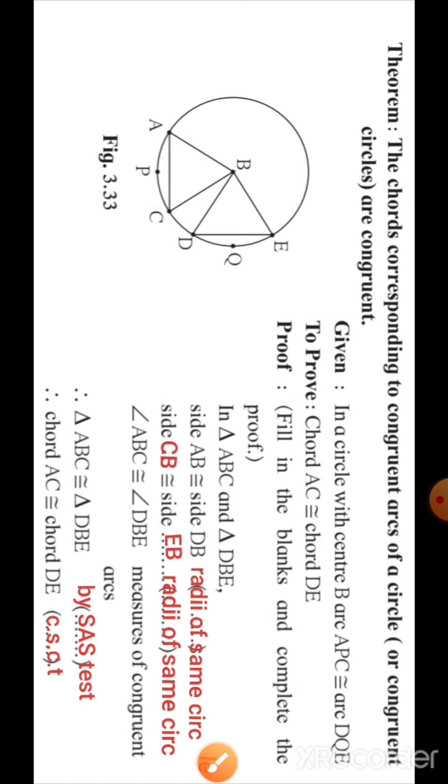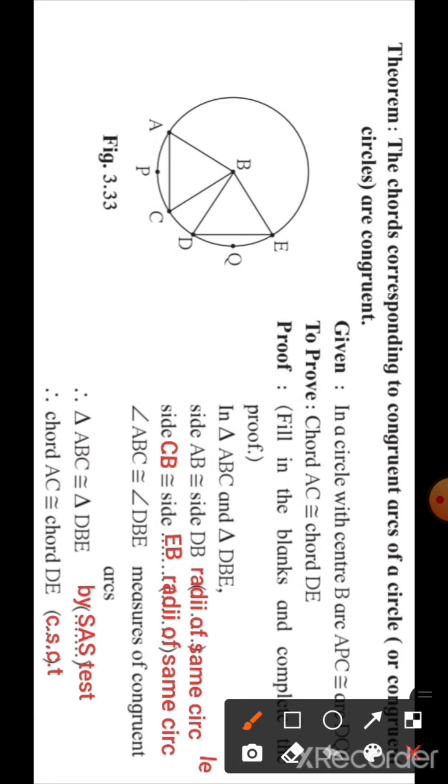To prove this, we have to just fill in the blanks and complete the proof. So we will try to complete it. In triangle ABC and triangle DBE, side AB is congruent to side DB. This is side DB. They are congruent because they are radii of the same circle. Then side CB is congruent to side EB. These are also radii of the same circle.